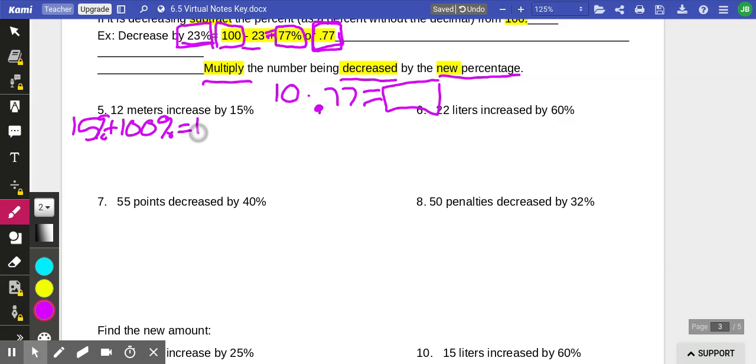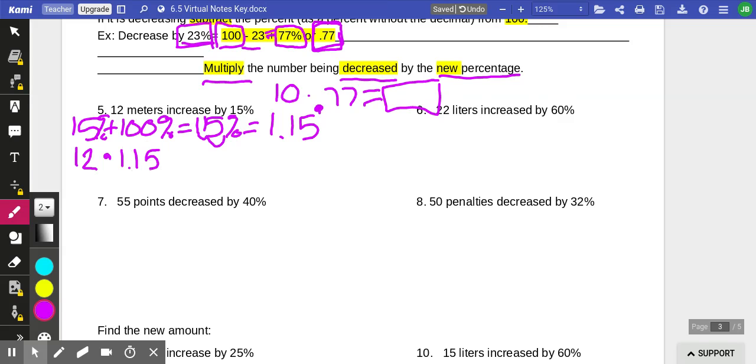So that gives me 115%, which means if I turn it into my decimal form, it's 1.15. Remember, you move your decimal point over twice. So I would take my 12 meters that I was already able to swim and multiply it by 1.15 because I'm increasing the amount. So that means it should be greater than 100% that I'm multiplying it by.